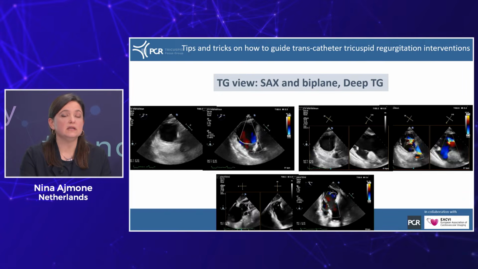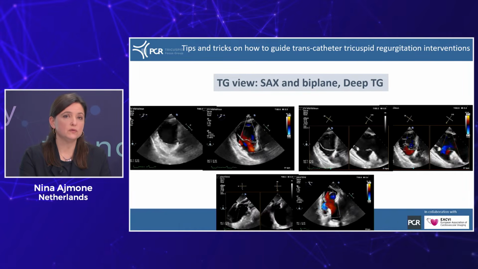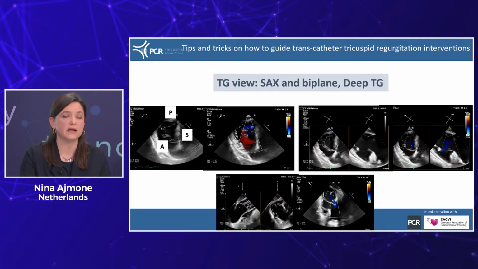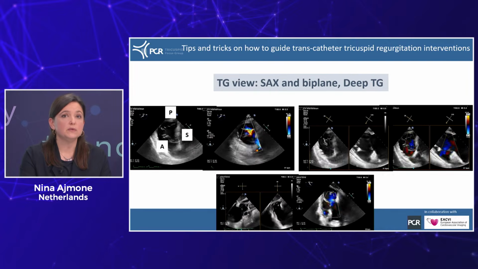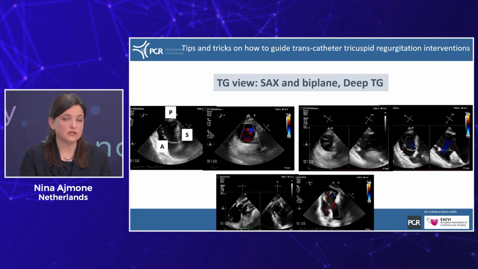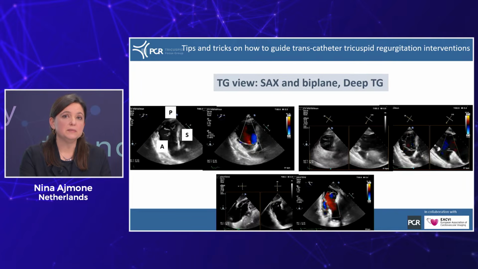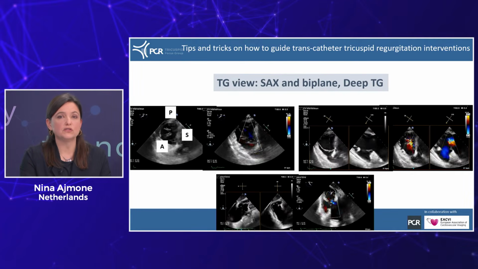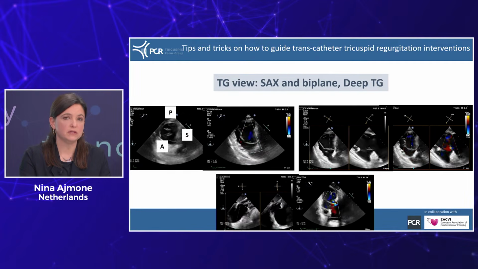Here, as you can see, the transgastric view is the only view where you can have all three leaflets in one view. The posterior up, the septal, of course, to the right, and the anterior down. And with the color, you can identify immediately the origin of your leakage, of the jet. And applying the biplane view as you go further to the right, you can indeed explore the coaptation gap between the different leaflets, and the same with the color.